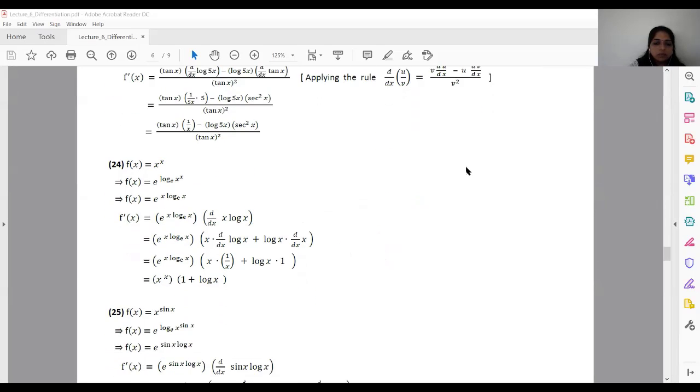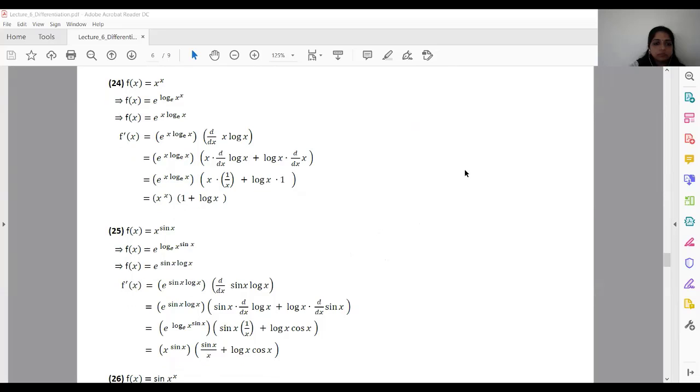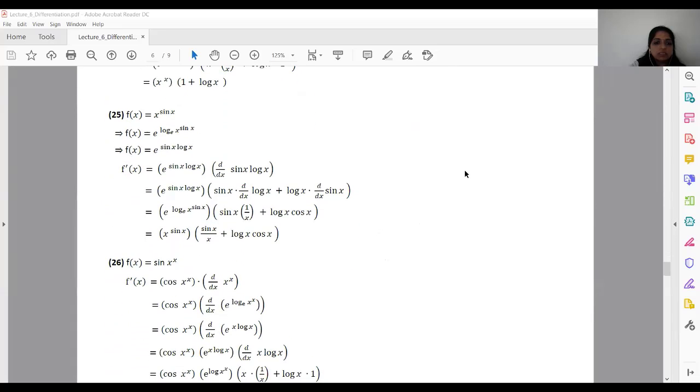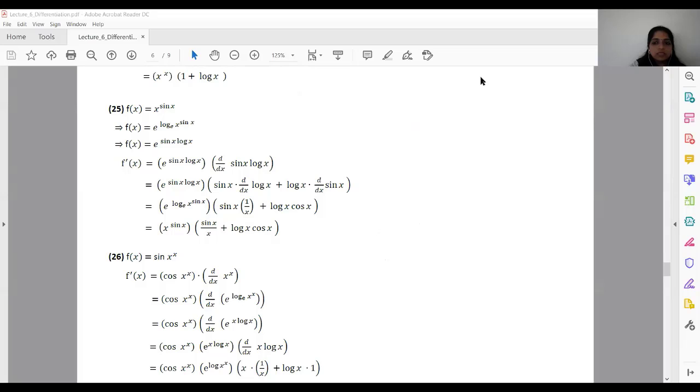The next, x raised to sin x. This one is again the same. Our base is a function of x, and the power is also a function of x. So we keep this term as e raised to log of x raised to sin x, and we also write it as e raised to sin x log x, right? All three functions are the same. So e raised to sin x log x.